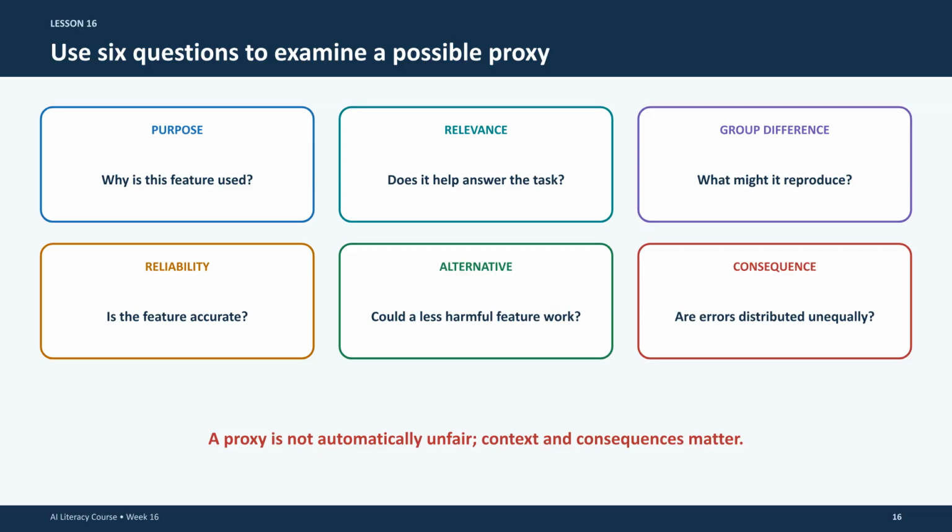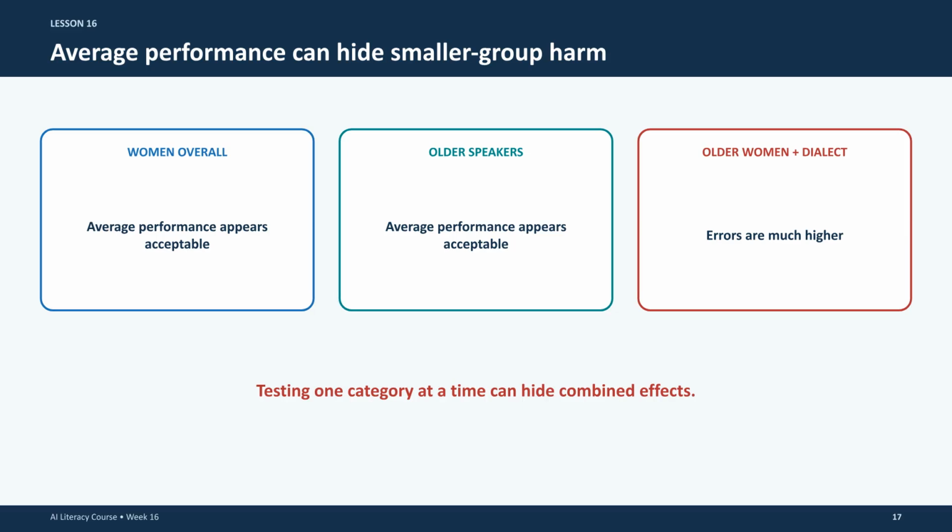Remember, context is key. Average performance can often mask harm to specific groups. By testing one category at a time, we might miss combined effects.